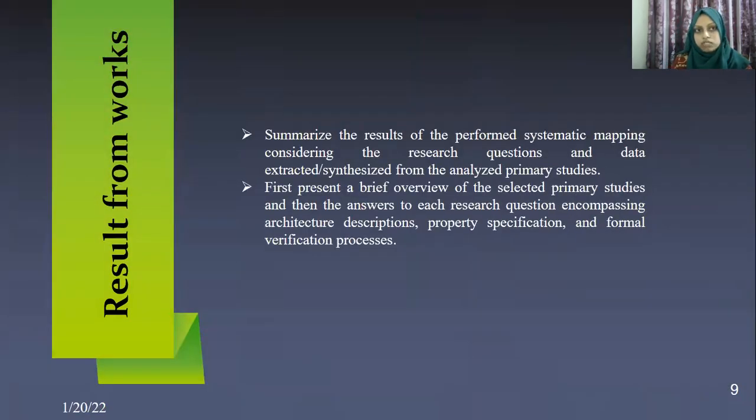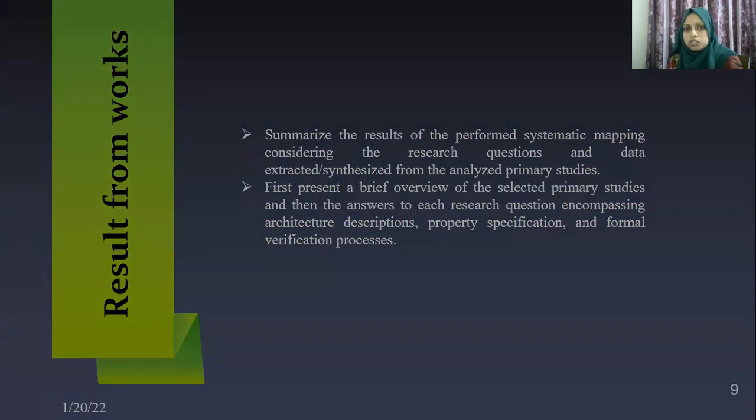Then the result from this work. In this paper, the author summarizes the result of the performed systematic mapping considering the research questions and data structured and synthesized from analyzed primary studies. Then first they present a brief overview of the selected primary studies, and then answer the research questions comprising architecture description, property specification, and formal verification process.